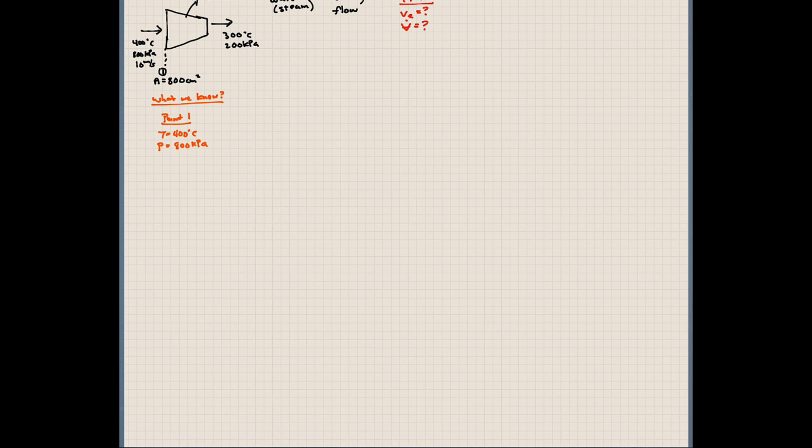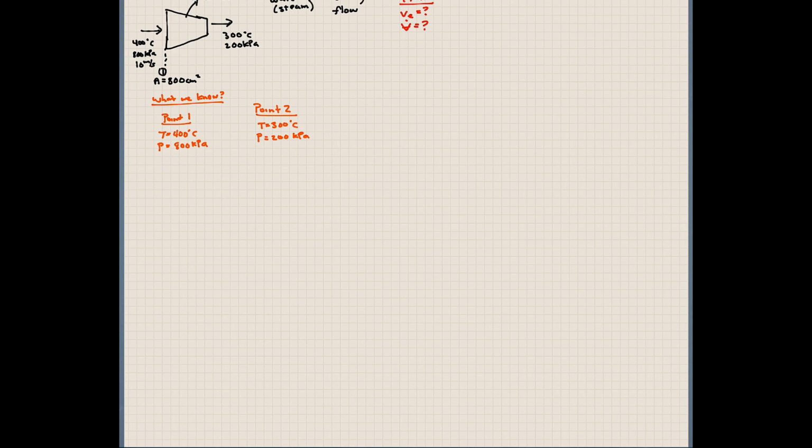And again, I encourage you guys to try to solve this on your own, okay? You know what the problem statement says now. Try to solve it and try to get the answer on your own, and then see how I do it after you've paused it and check how I solve this particular problem. All right, at point 2, we have a temperature of 300 degrees Celsius and a pressure of 200 kilopascals. So that's pretty much all we know.